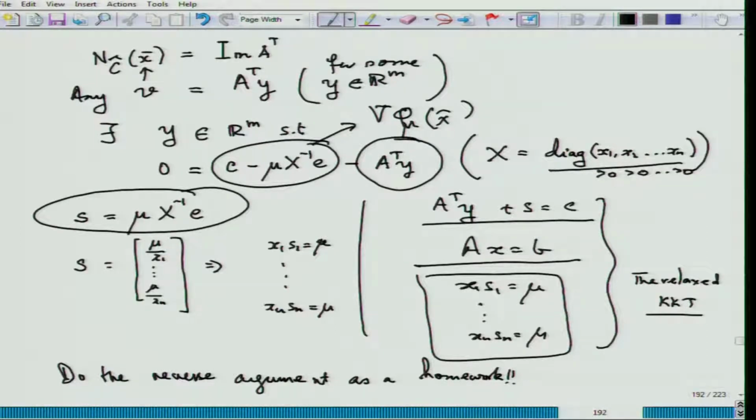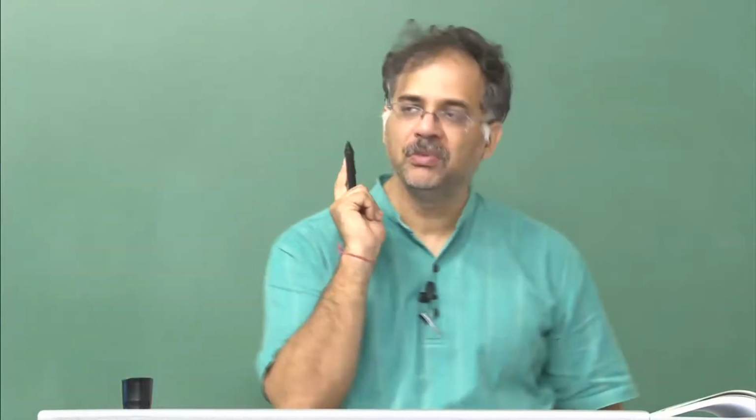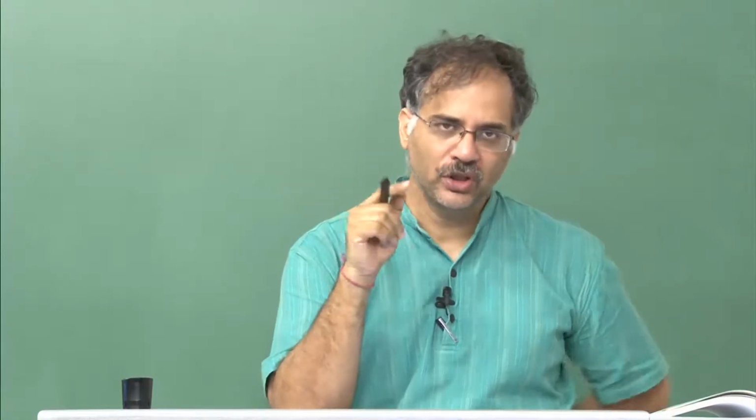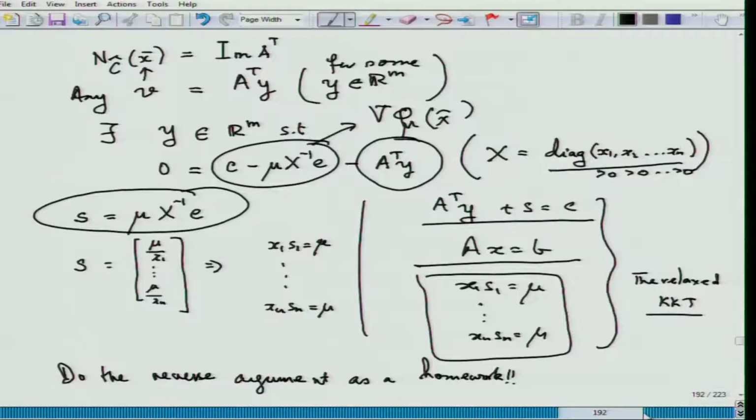Now, if I assume D, that such an x exists, then I can go back and do the same argument step by step back, and so a solution of the relaxed KKT system would imply that it is a unique minimizer of phi mu over F naught P. Phi mu being a strictly convex function, the minimizer would be unique. Now, I would leave the reverse argument to you to do as homework, but remember that this is a very important notion.